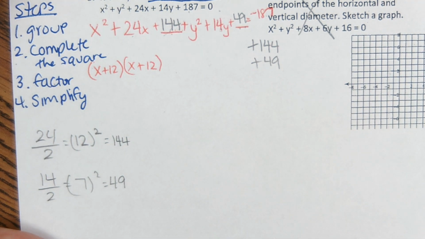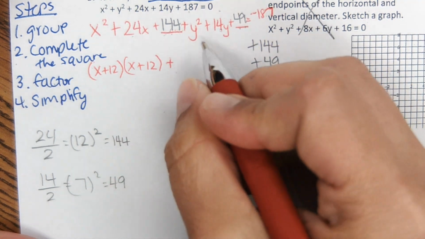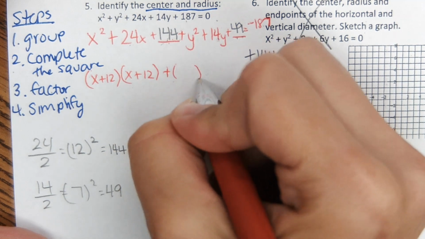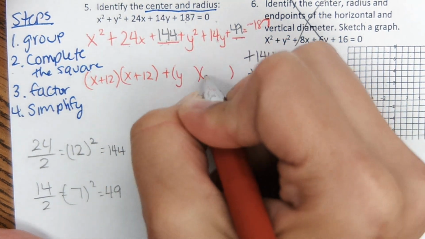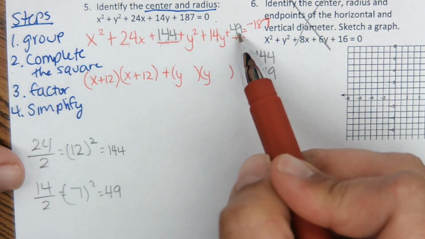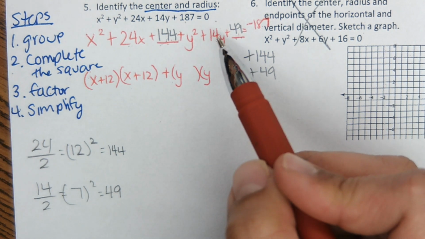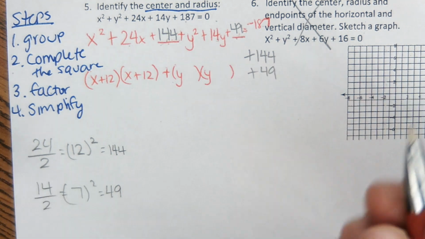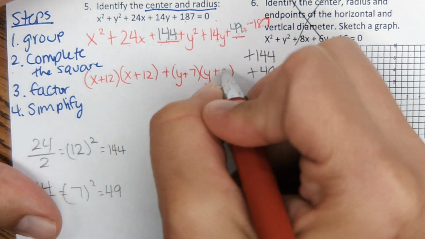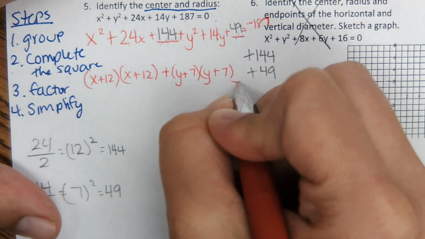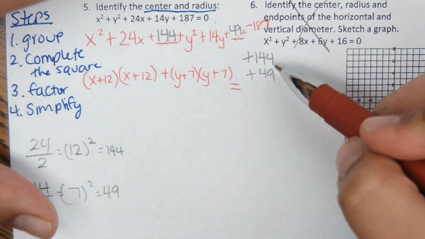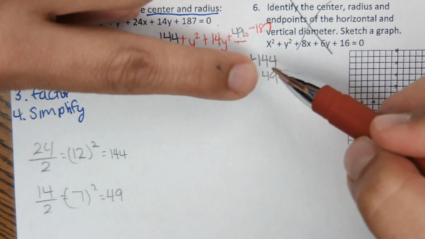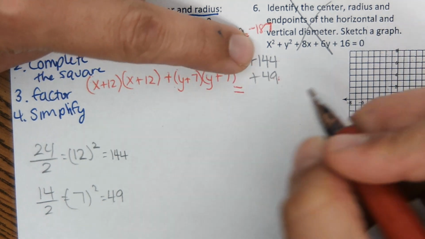And then for this part over here, we're going to do the same thing. We're going to break this up into factors, a y here and a y here. Two numbers that multiply to 49 and add to 14 would be 7 and 7. 7 times 7 is 49. 7 plus 7 is 14. So plus 7, and then equal to all of this added up, which is negative 187 plus 144 plus 49, which comes out to 6.